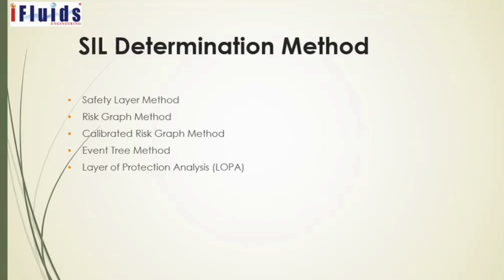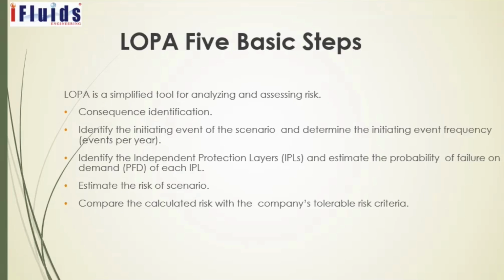So SIL determination, I told you earlier, there are various methods: safety layer method, risk graph method, calibrated risk graph method, event tree, or the LOPA. So here we are discussing the layer of protection analysis method. LOPA has 5 basic steps. LOPA is a simplified tool for analyzing and assessing the risk.